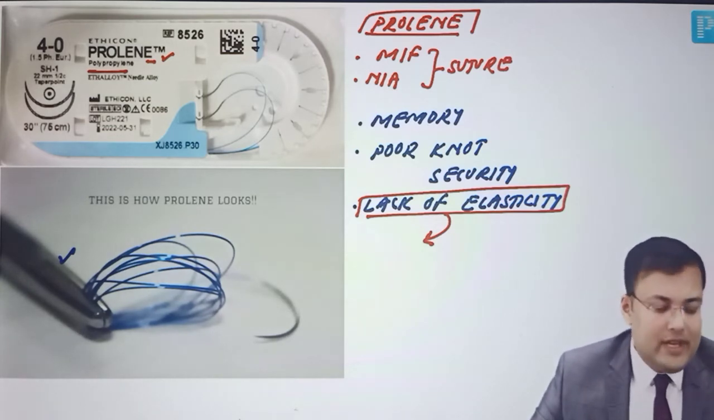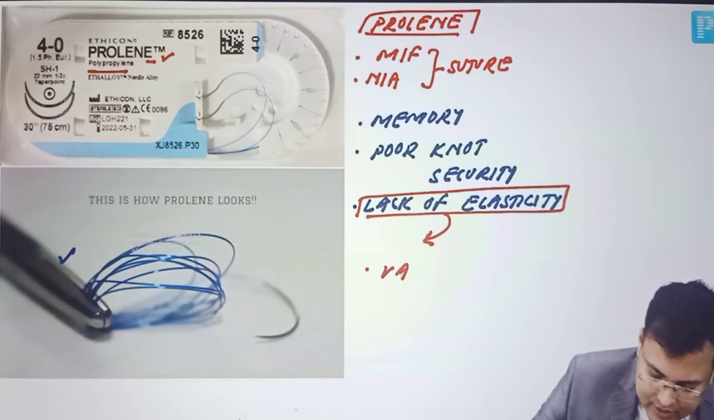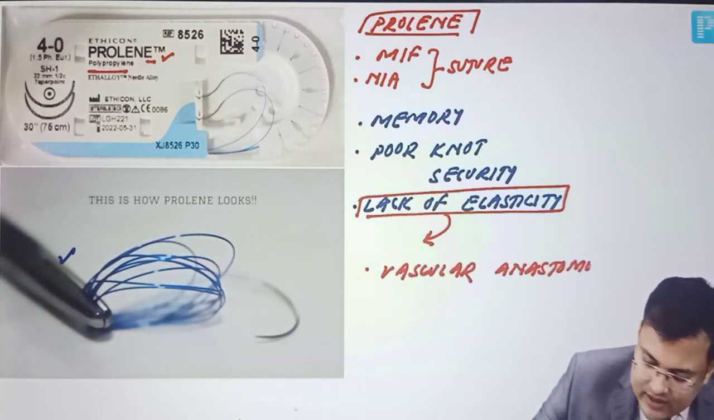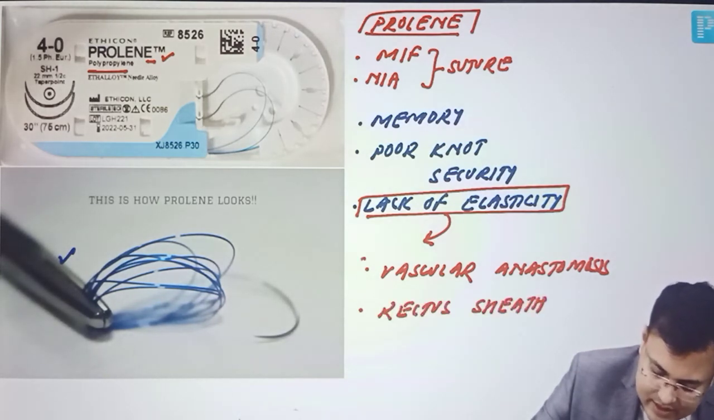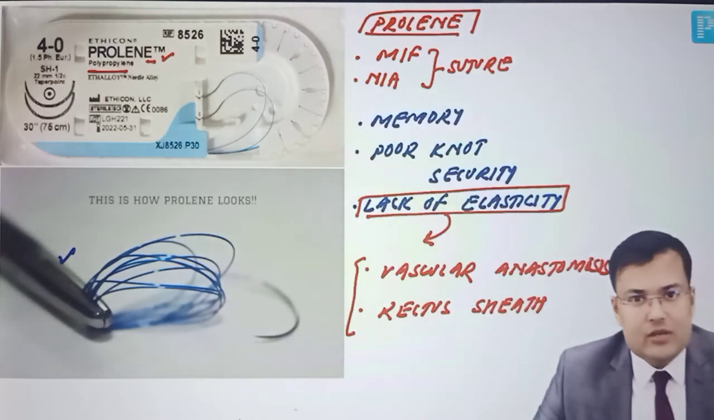So what are the uses of proline? We discussed that it is used in vascular anastomosis because it can create watertight anastomosis, and second, we use proline for rectus sheath. So these are the important questions related to sutures.